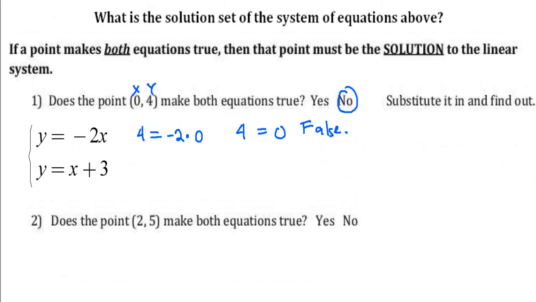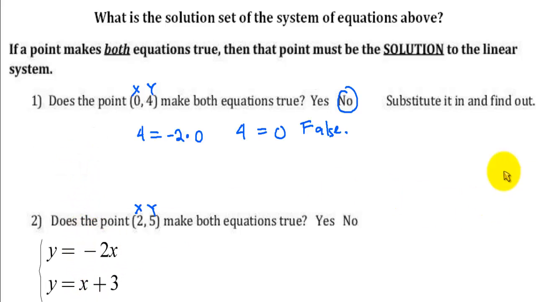Now, does the point (2, 5) make both equations true? So again, the first number will be our x, the second number will be our y, and then we just have to plug this into our system. For our first equation, y is equal to 5, negative 2 times x, where x is equal to 2. So we will have 5 equals negative 4, which is again a false statement. So the point (2, 5) is not a solution to this linear system.